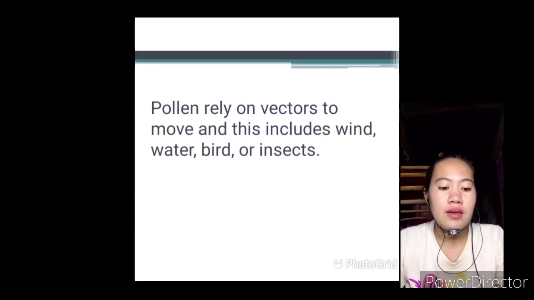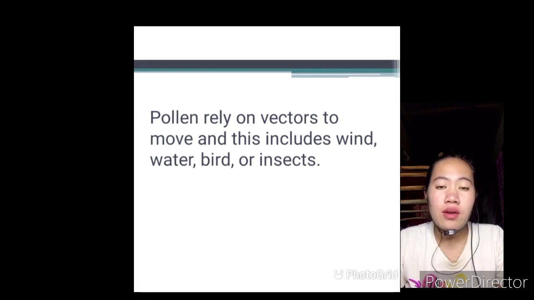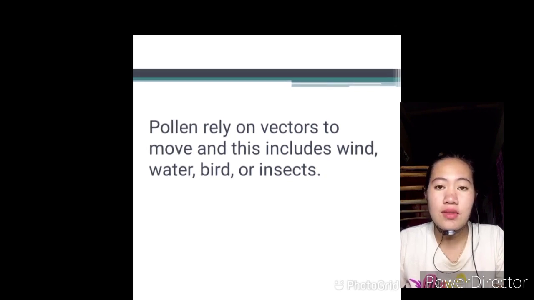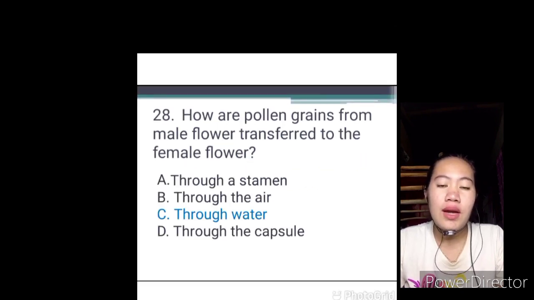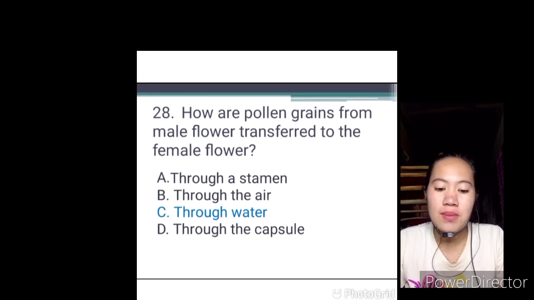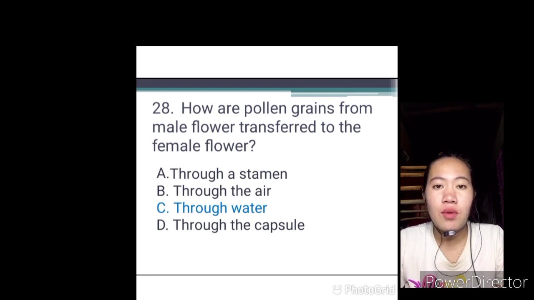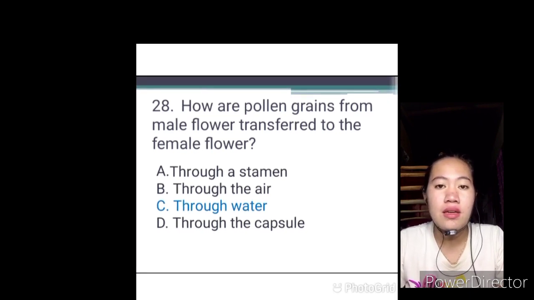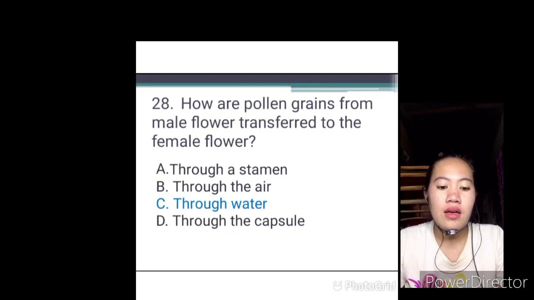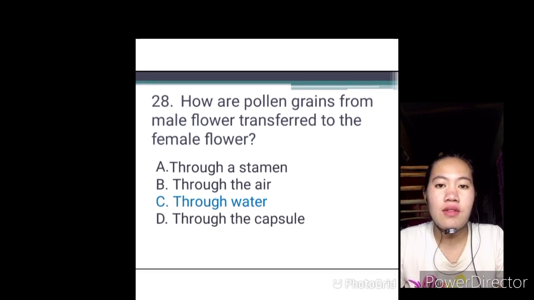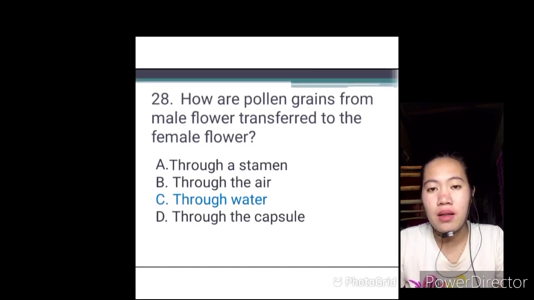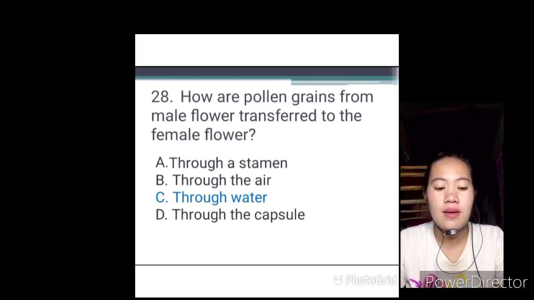air. So water is one of the choices, so the answer is water. Letter A is wrong, stamen. It is because stamen is just a pollen producing reproductive organ of the flower, so this has nothing to do with the transportation of the male pollen grains to the female pollen grains.